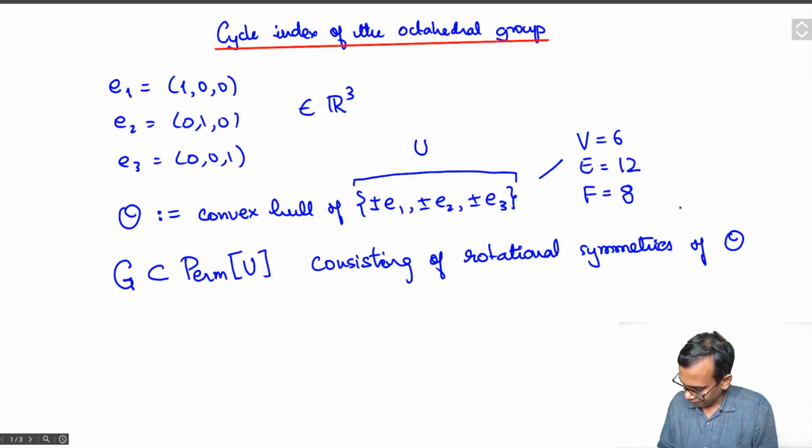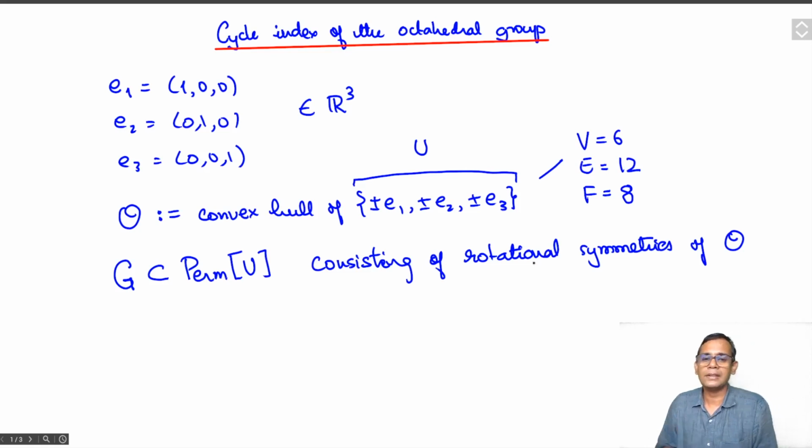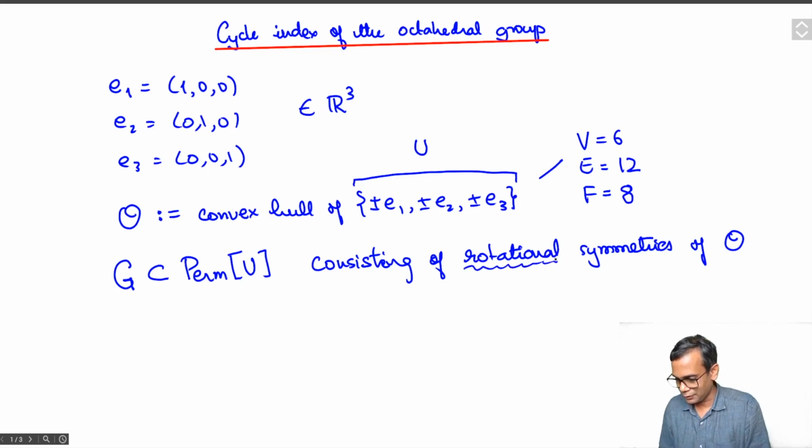Now I say rotational symmetries here because we do not want to allow any reflections. All rigid motions of R3 are composed of translations, rotations, and reflections. Reflections are not physically allowed. You cannot turn into your mirror image in three-dimensional space. So we do not allow reflections here, we only allow rotational symmetries.